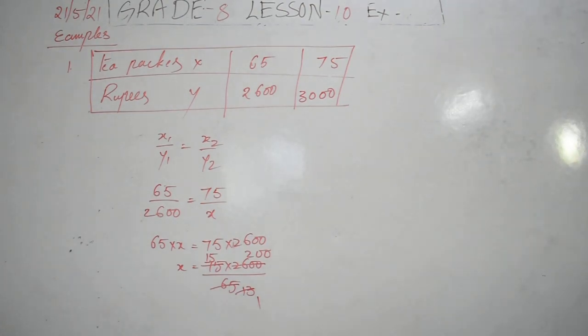Here are the car parking charges near the railway station. Here see the number of hours and the parking charge. 4 hours 60 rupees, 8 hours 100 rupees, 12 hours 140 rupees, 24 hours 180 rupees. Check if the parking charge and parking hours are in direct proportion.